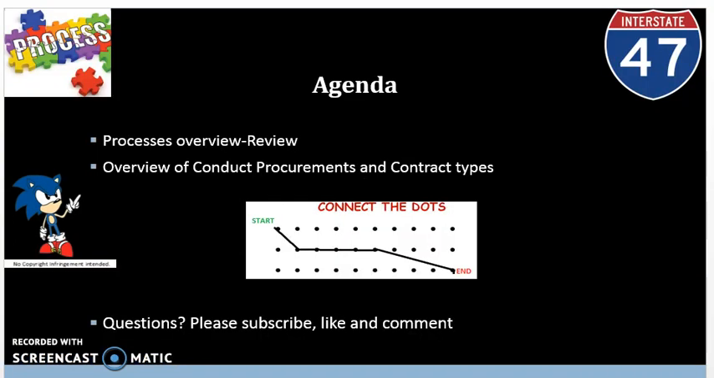Today's agenda will be going over reviewing the PMBOK process table as well as a preview to the conduct procurement process and focus more on the contract types.